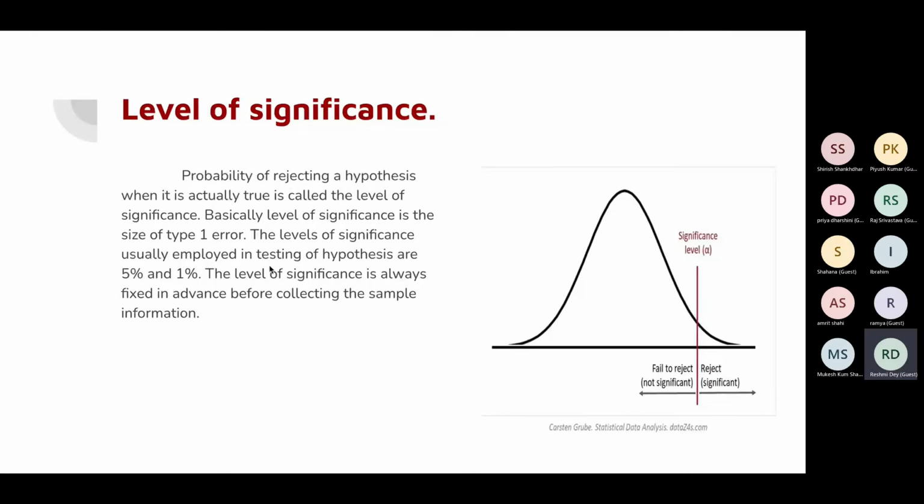The levels of significance are usually 5% and 1%. Basically, employed in test of hypothesis, mostly it is 5% and 1%, and it is always fixed in advance before collecting the sample information.